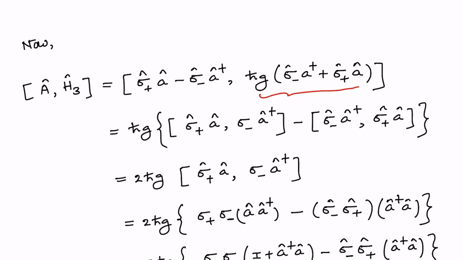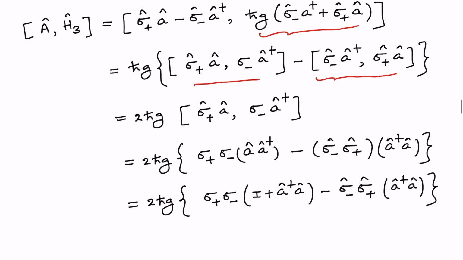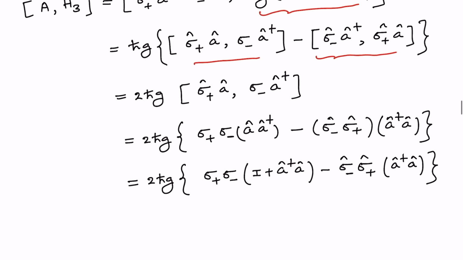As you can see, this is simply opposite to this one, so therefore it would be twice of h bar. That's the reason this factor 2 is coming. Then you have to basically work out the commutation between sigma plus a and sigma minus a dagger, and if you break it up, then this is what you will get. You have to be careful here.